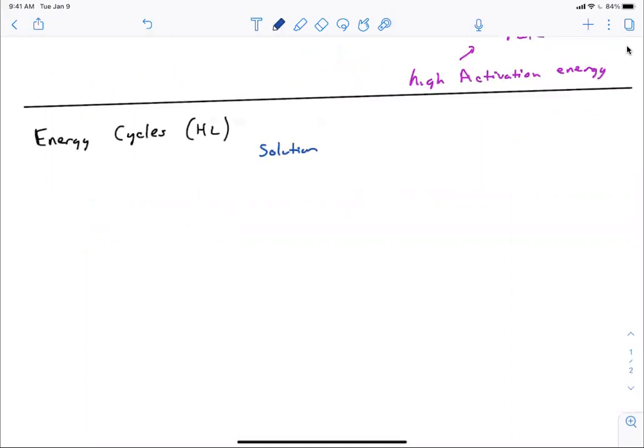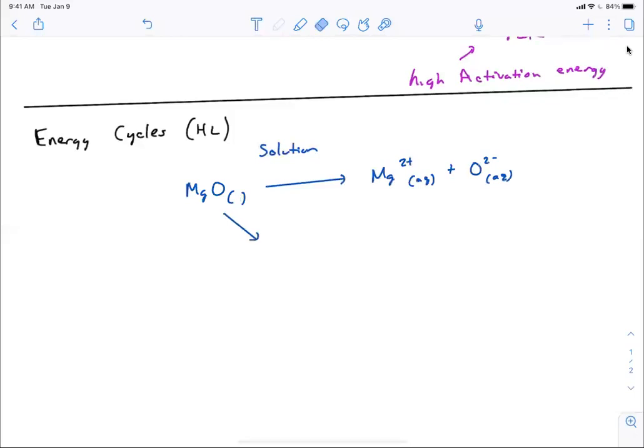Wait, is this only for HL? I think specifically the reaction itself is HL, Hannah, but I would say just be prepared to maybe see an energy cycle on the SL test and just know what to do. Okay, so you may not have this exact energy cycle, but if they diagram one like this, you should be able to know what you're doing. Sorry, this is a solid.